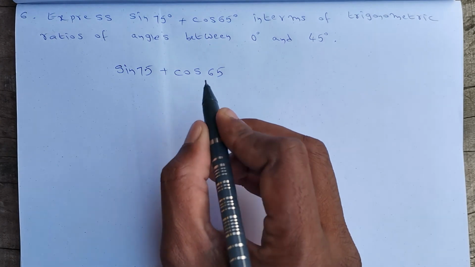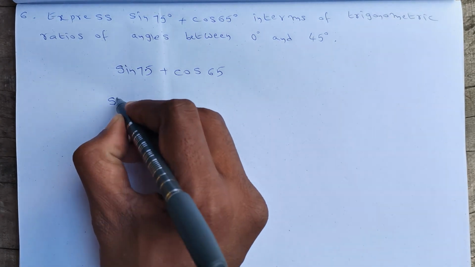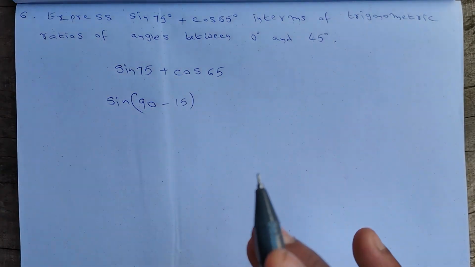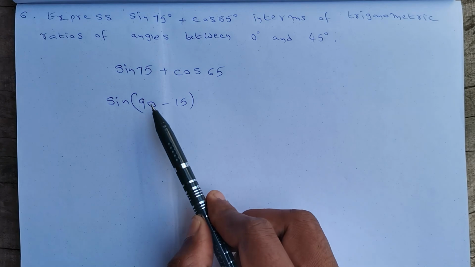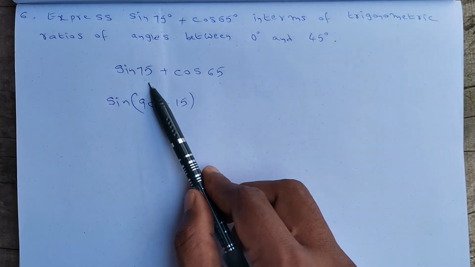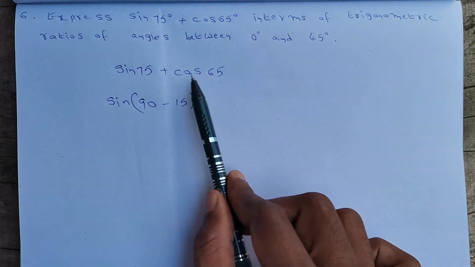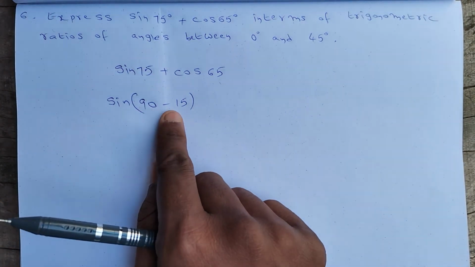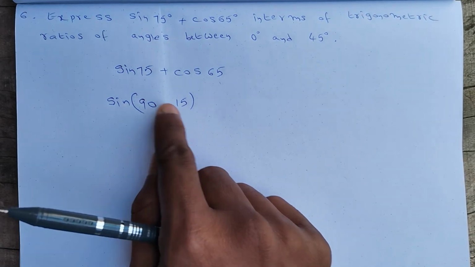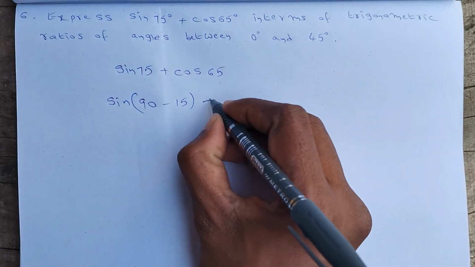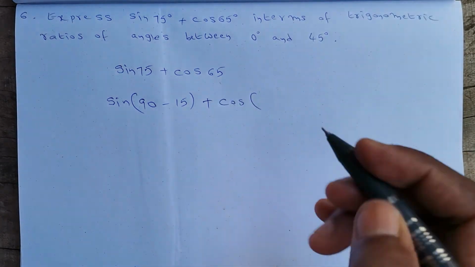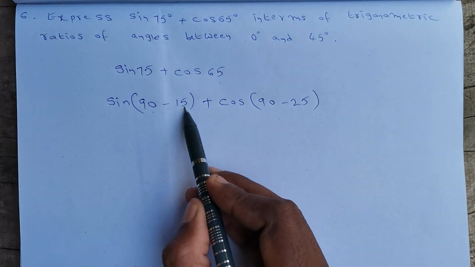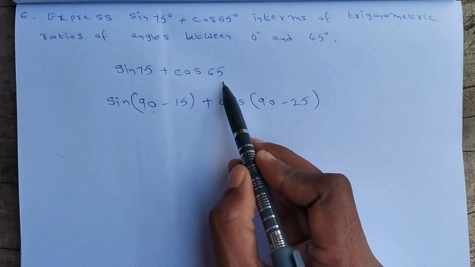Now, two terms definitely we need to change. So sin 75 can be written as sin of (90 minus 15). In this case, we should not check 90 minus the second angle or 90 minus the first angle, because it won't be applicable here, since the sum of the two angles is not 90 degrees. So 90 minus, you only check 15. 90 minus 15 gives 75, plus cos 65, we want 90 minus 25. 90 minus 15 is 75 degrees. 90 minus 25 is 65 degrees.